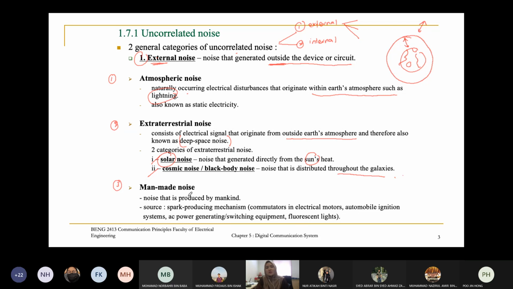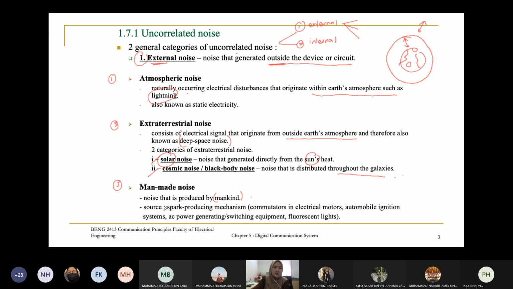Man-made noise is the noise that is produced by mankind. These are some examples of the sources of man-made noise: spark-producing mechanisms such as commutators in electrical motors, automobile ignition systems, AC power generating switching equipment, and also fluorescent lights. Okay, so this is the noise that is produced by mankind.